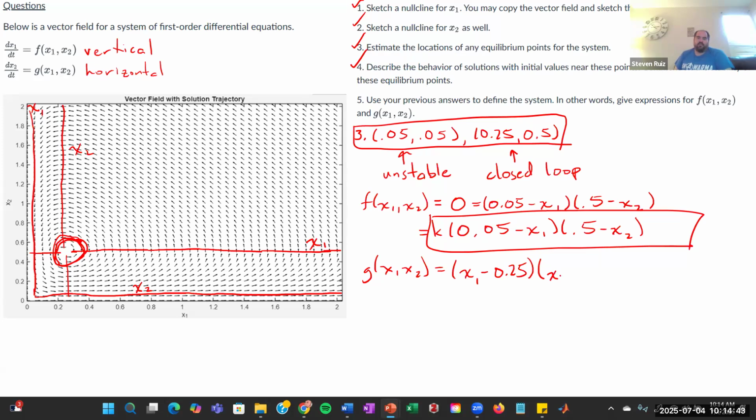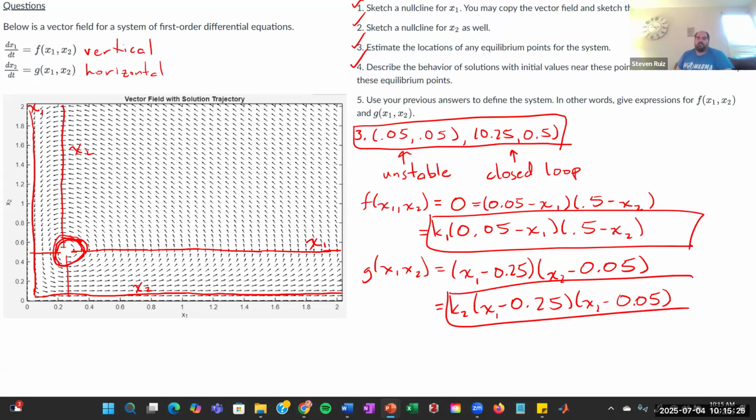So x2 minus 0.05. And do we agree with that sign? Easiest way to check is to pick a point above that horizontal line, like 0.2. If I'm above that, I have upward movement. Because of that, I feel like this sign is okay. So let me call this constant K1. I'll call this constant K2. x1 minus 0.25, times x2 minus 0.05.